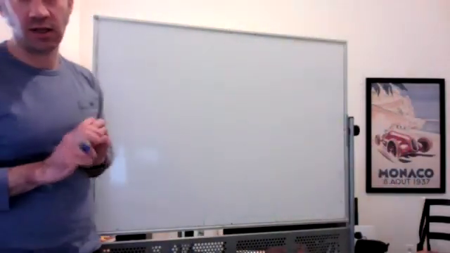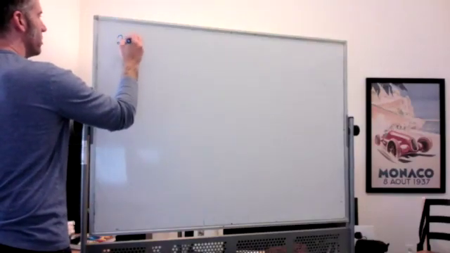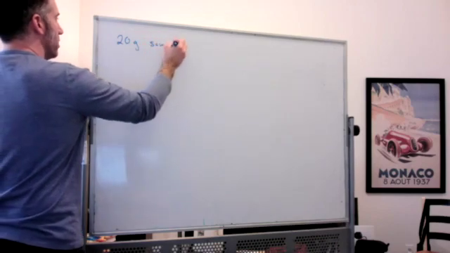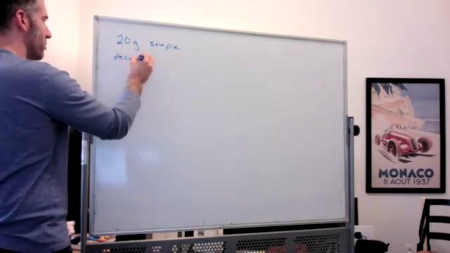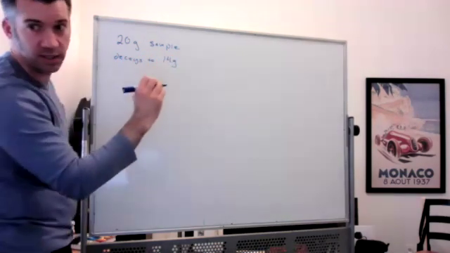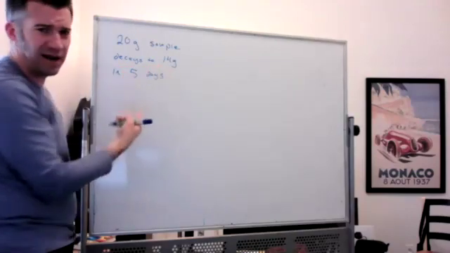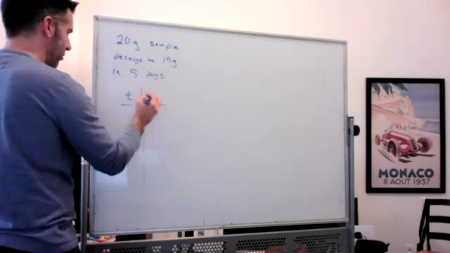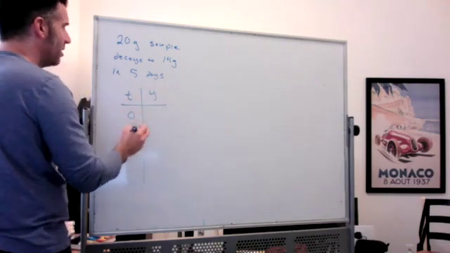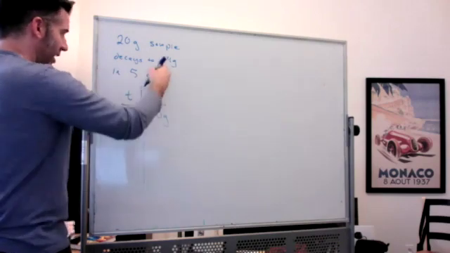A 20-gram sample of a radioactive isotope decays to 14 grams in 5 days. So we're starting with a 20-gram sample, and it decays to 14 grams, meaning we have 14 grams after 5 days. I don't even know why I'm writing it like this. If I was reading this question, I'd be making a table. I would be saying, great, at time equals 0, I have 20 grams, and 5 days later, I have 14 grams.